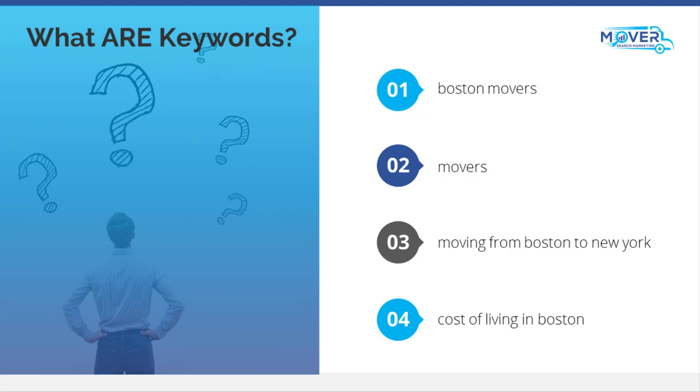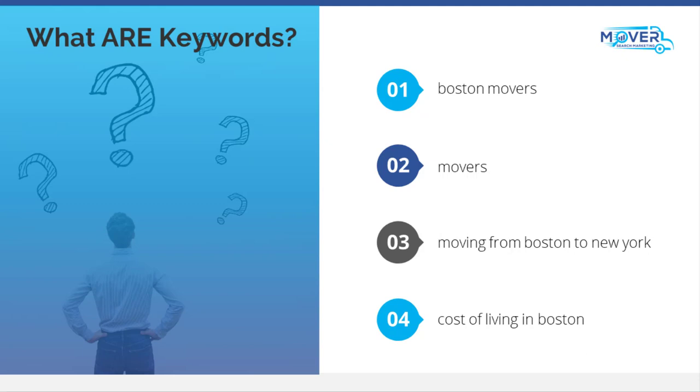In terms of search engine optimization, what are keywords? Don't worry if you're confused. It can get very confusing because when you think of a keyword, most times people are thinking of just one word. Yet in the context of SEO, a keyword is really more commonly used to describe a word or a phrase that people enter into the search engine. And we all know for us movers, they could be all kinds of different things like Boston movers, just movers, moving from Boston to New York, or cost of living in Boston. It really doesn't matter. Any word or phrase that someone enters into Google search for us is going to be a keyword.